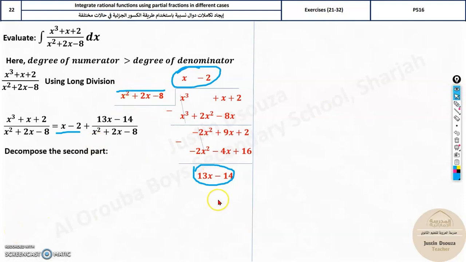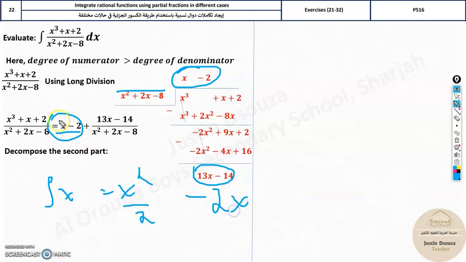Whatever is the remainder is written divided by the divisor. Okay, all this remainder over divisor. But if you know the method, it's more than enough. Now what you do is, this is fine to integrate. This is very simple. What's the integration of x? It'll be x squared by 2 minus 2x. This part is fine, but this cannot be solved.